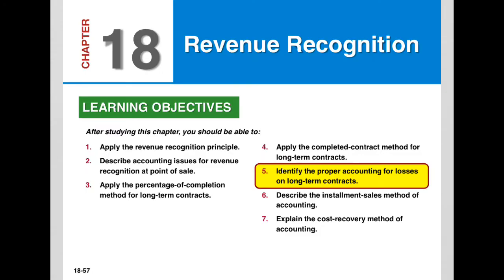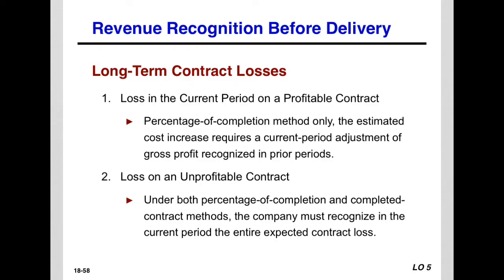Next we have the proper accounting for losses. That's great. This is a new idea of telling us the proper accounting for losses rather than the improper losses, recording them properly. I'm making a joke.